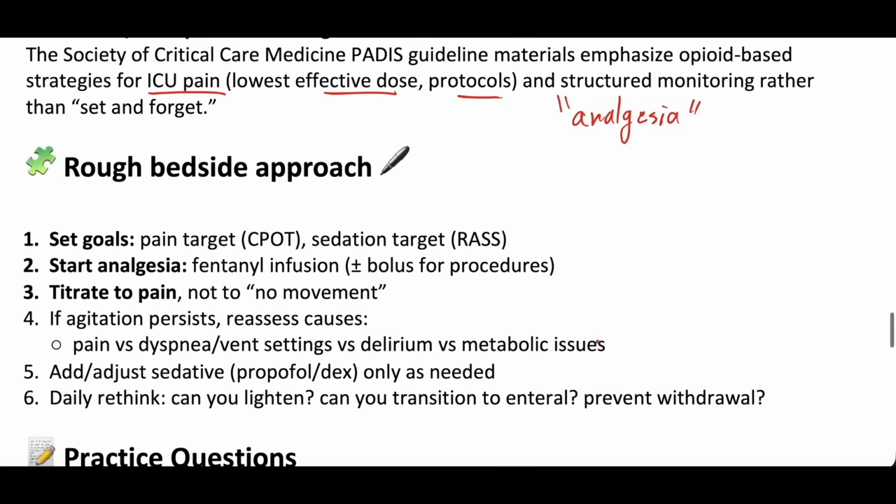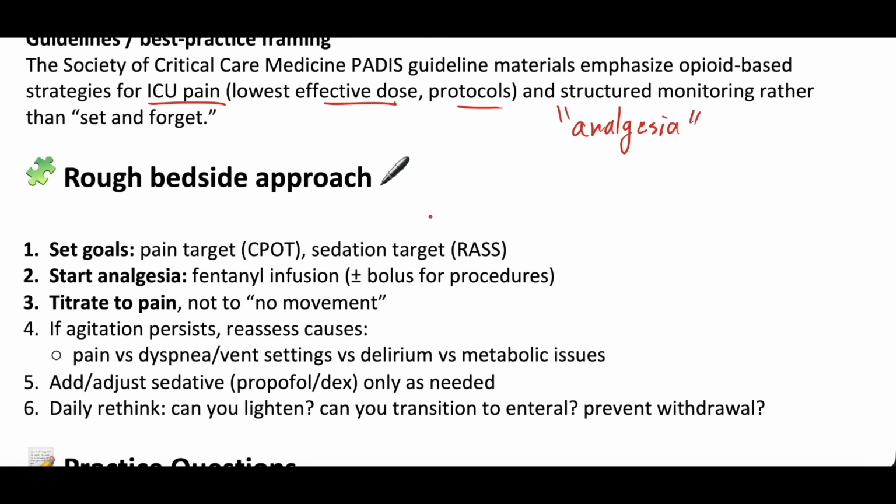So, a rough bedside approach from an educational standpoint: set goals, decide what CPOT you're going to target, know the RASS. Start analgesia, right? Fentanyl infusion. Start at something like 25 or 50 micrograms per hour, depending on the size of your patient. Titrate to pain, not to movement, not to RASS, titrate to pain. That titration is often 25 micrograms per hour is often what people titrate by.